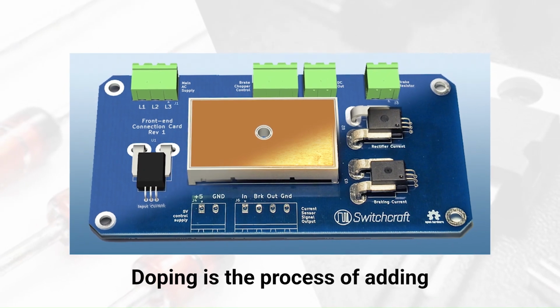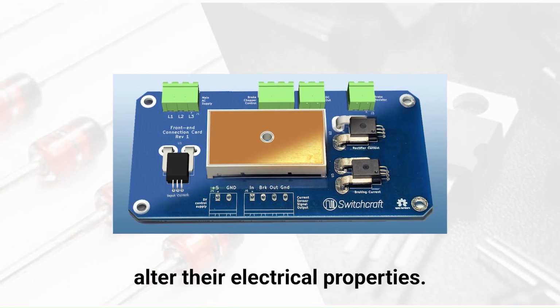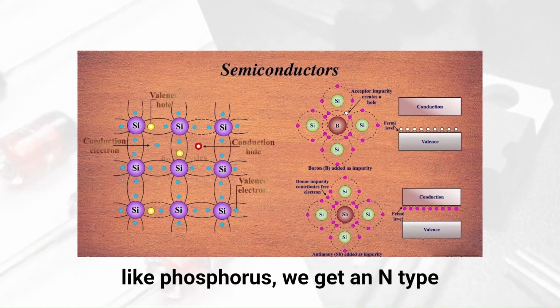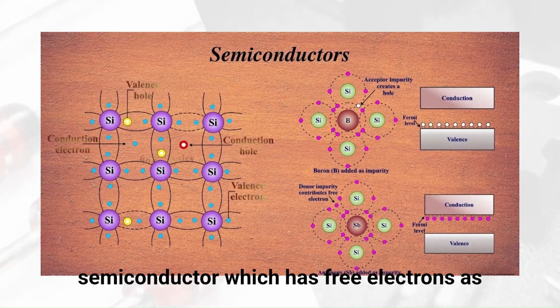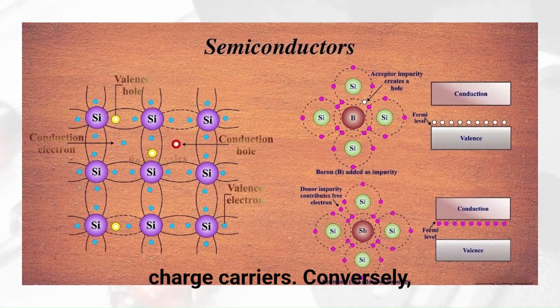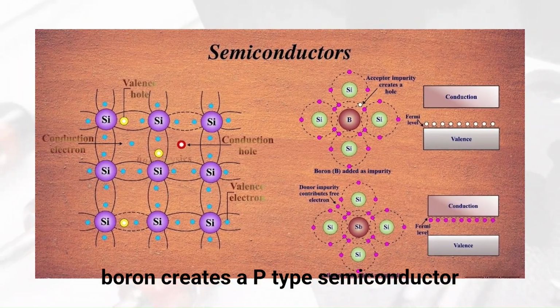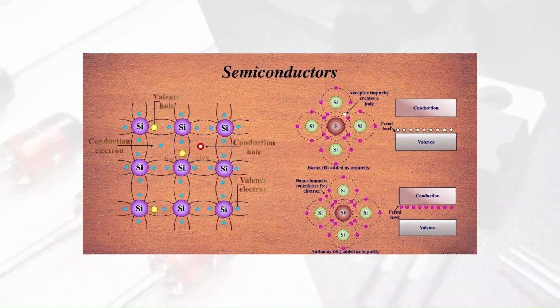Doping is the process of adding impurities to intrinsic semiconductors to alter their electrical properties. When we add elements with extra electrons, like phosphorus, we get an N-type semiconductor, which has free electrons as charge carriers. Conversely, adding elements with fewer electrons, like boron, creates a P-type semiconductor, which has holes as charge carriers.